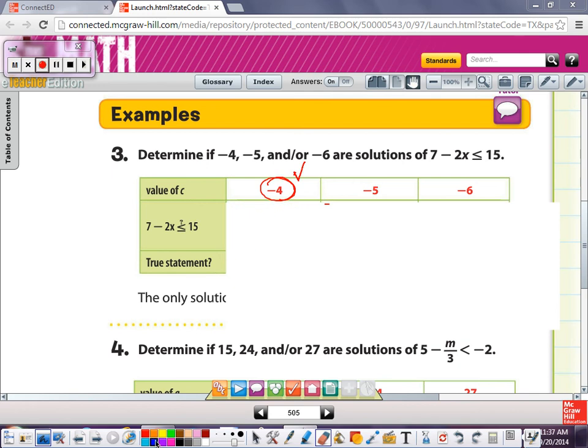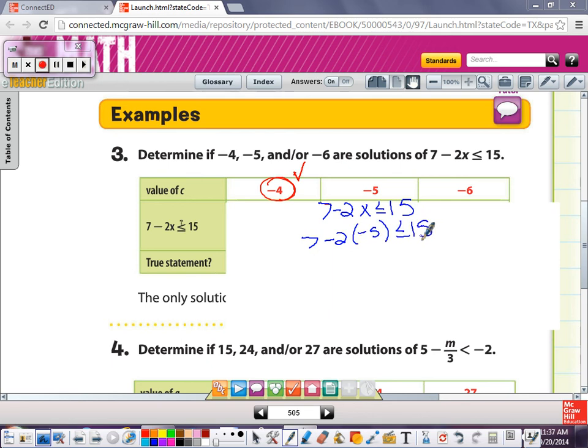So my next number I have is -5. I will start by writing my algebraic equation first. 7 minus 2x is less than or equal to 15. I will substitute my value of -5 wherever I see an x. 7 minus 2 times -5 is less than or equal to 15.